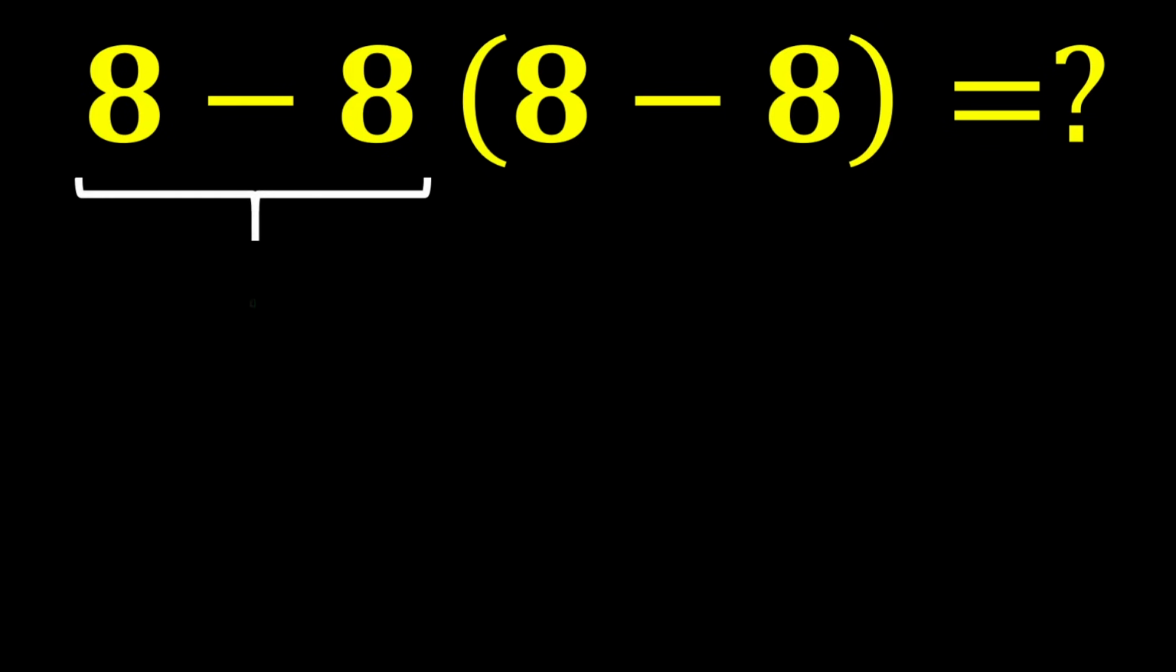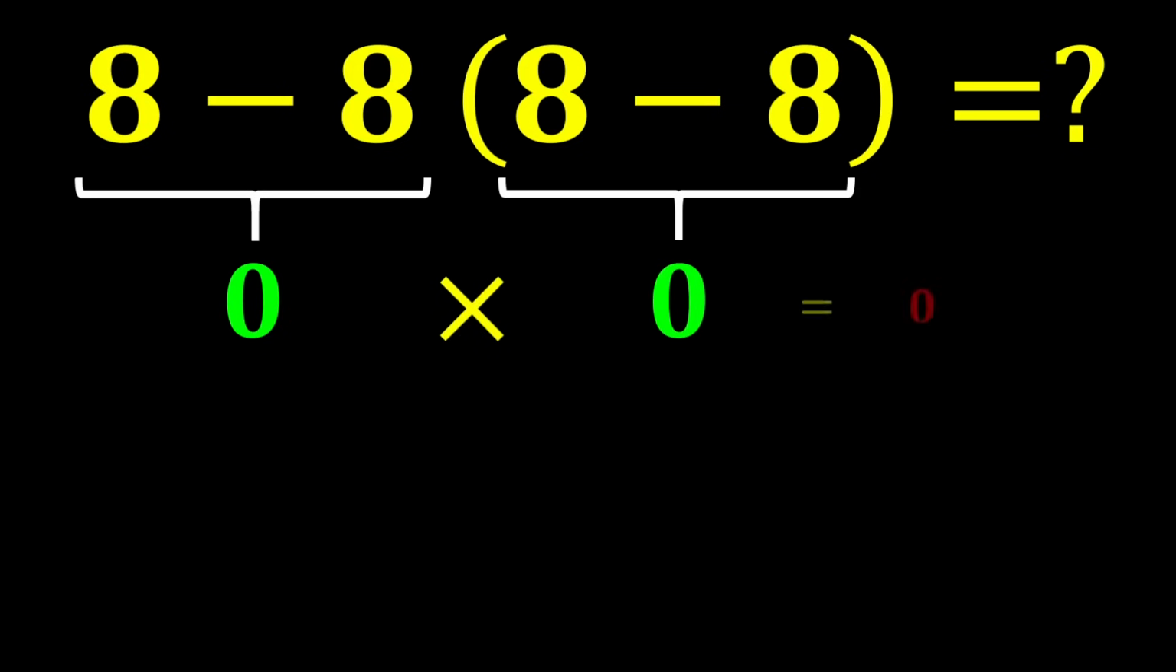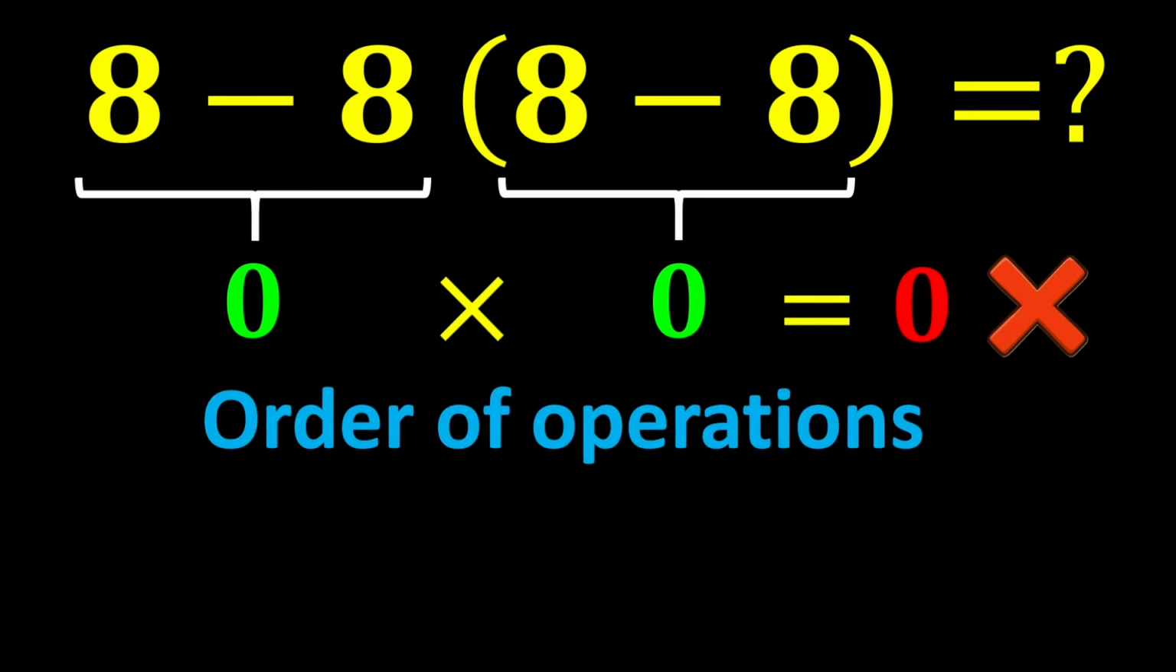8 minus 8 gives us 0, and again 8 minus 8 gives us 0, in the end, 0 times 0 gives us 0. But this answer is not correct because we did not follow one of the most important rules in mathematics called the order of operations. The order of operations tells us that when we face a mathematical expression, we cannot start solving it from anywhere we like. Instead, we must follow a specific order called the correct order of operations.